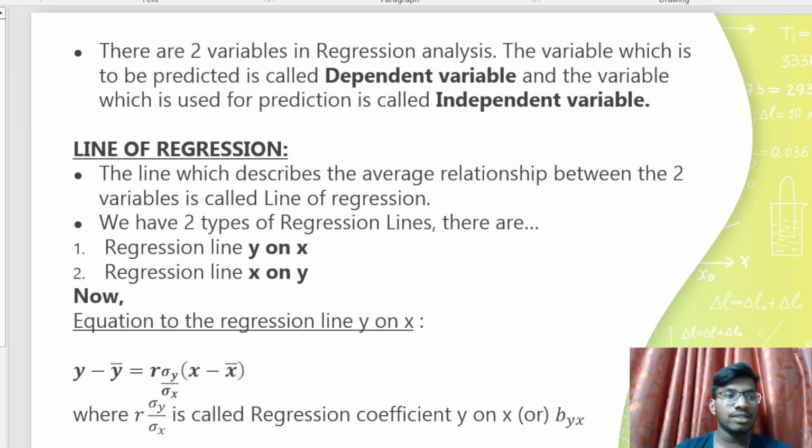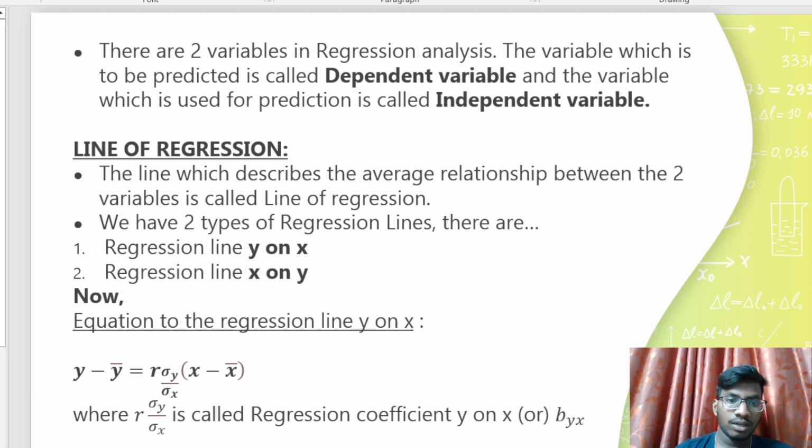There are two types of regression lines. Regression lines are the lines which describe the average relationship between the two variables. It's the same definition as regression, but we use a line to describe the relationship, so it is known as the line of regression. The first one is y on x, and the second one is x on y.